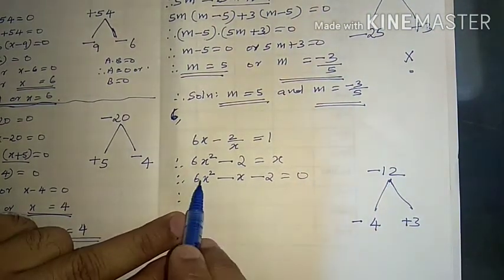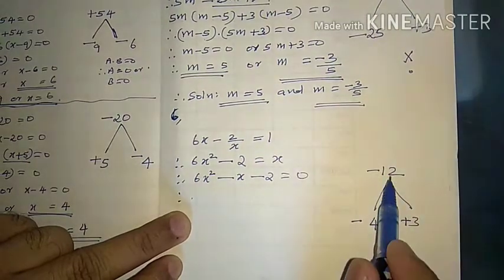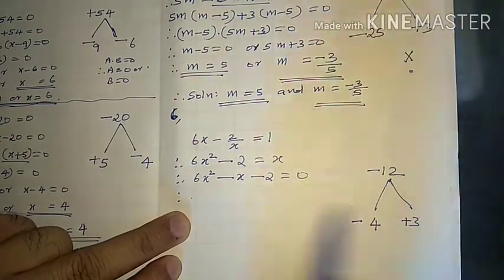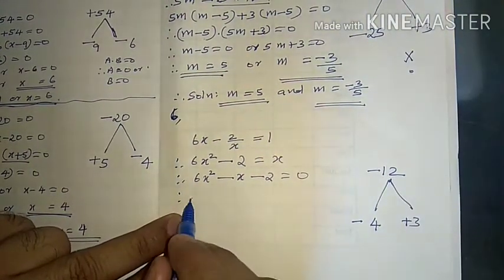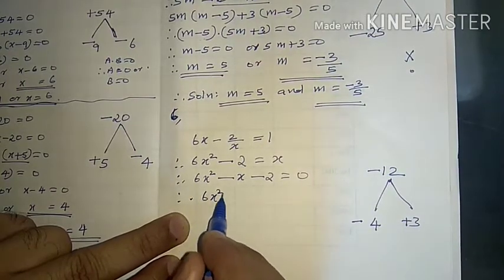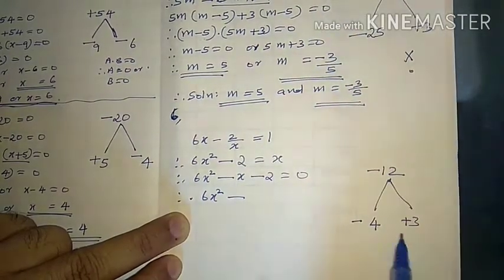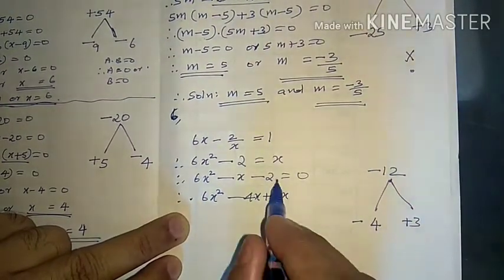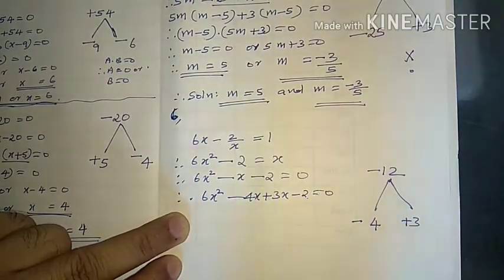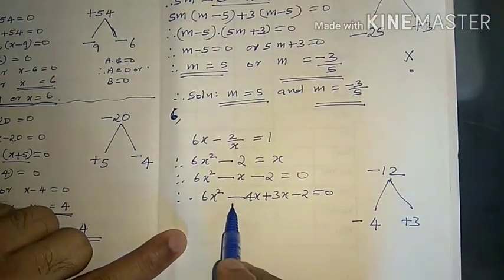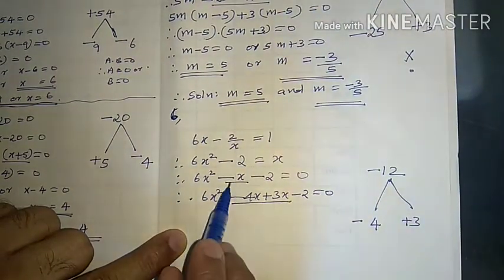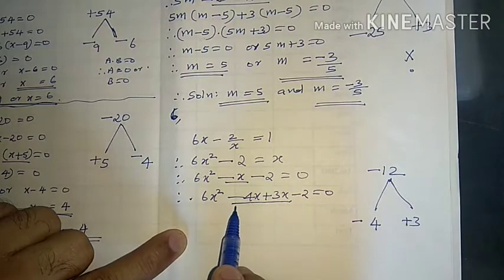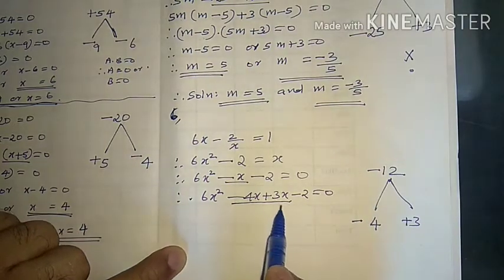Product of extremes, that's what we are getting here. That we have to factorize and write the middle term. So the first term, this minus 1x becomes minus 4x plus 3x, minus 2 equal to 0. Split the middle term. See this term, minus 1x becomes minus 4x plus 3x.